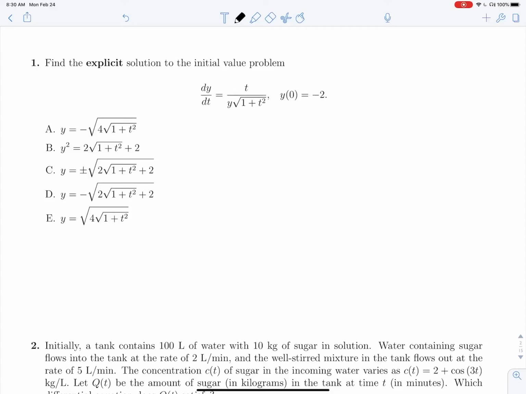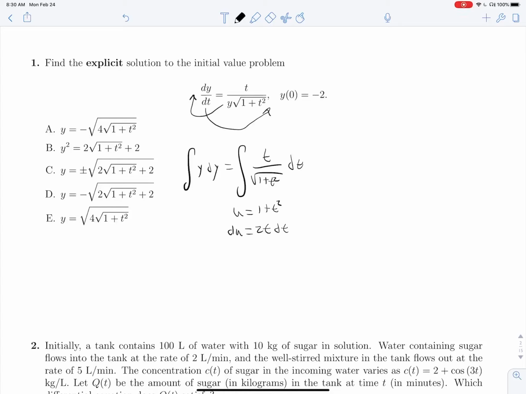Well, it's pretty easy to see how this differential equation here is separable. We're going to multiply y over, multiply dt over, and integrate. So we will end up with the integral of y dy being equal to the integral of t over root 1 plus t squared dt. We're going to do a u sub on this side, where u is equal to 1 plus t squared. Du is equal to 2t dt.